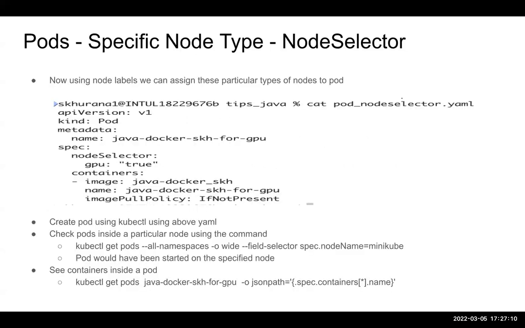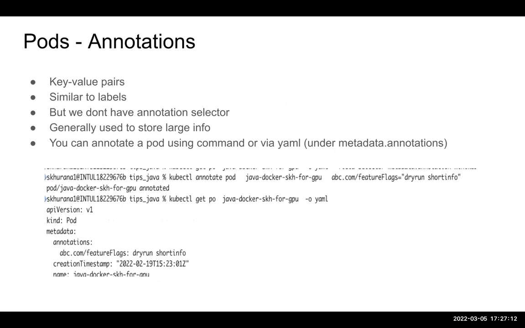Now we have something called annotations. We discussed labels in the pod and we discussed labels in the node. Now, labels have key value pairs, and annotations also have key value pairs. So there's a similarity with labels. But one thing is, with annotations you don't have an annotation selector, like you have a label selector while creating the pod, etc. Here you don't have the annotation selector.